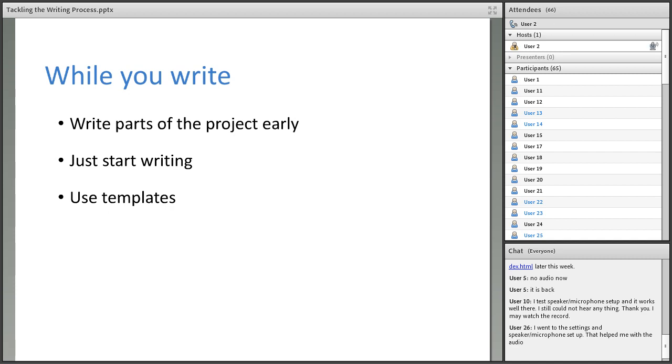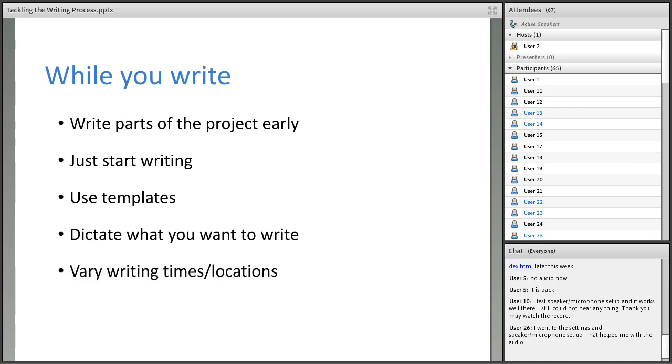Furthermore, use templates. Identify parts of your writing that went well and then adapt them for use as templates for other parts of your projects. To avoid writer's block, dictate what you want to write. You can use a voice memo app on your smartphone or some other personal recording device to state some things you want to include in your writing project.